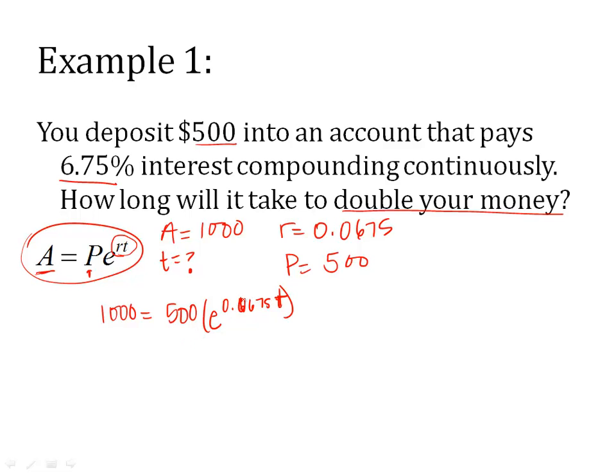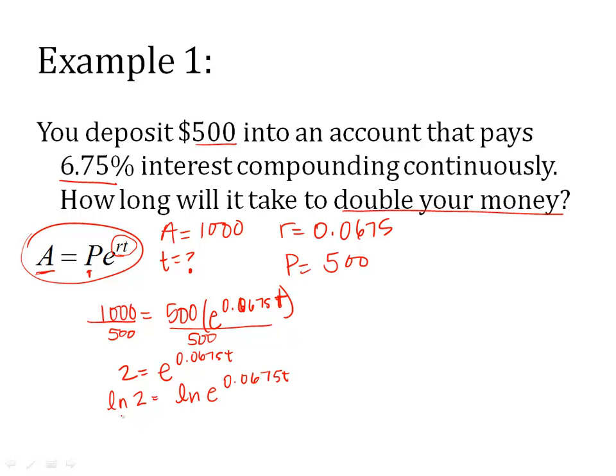Now we have a good old exponential equation we need to solve. Just like before, we need to isolate that exponent. So I need to get rid of the 500, and I'm going to divide by 500. I get 2 equals e raised to the 0.0675t. Now, what did we do to get the t out of the exponent? We had to take the natural log of both sides of the equation. So natural log of 2 equals the natural log of e raised to the 0.0675t.